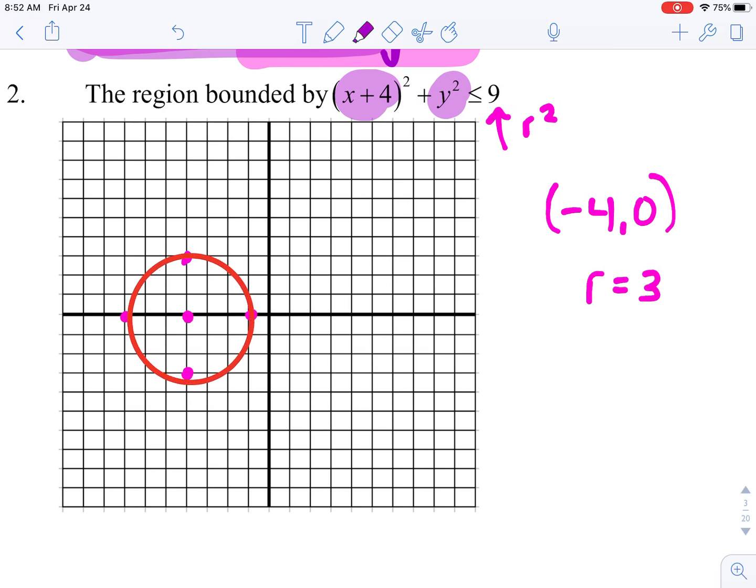And look at this inequality. The inequality says less than. If it's less than, that's going to be inside. Think of it as less than the radius, so smaller than the radius. So you're going to be going in. If it's greater than, you'll be shading out.